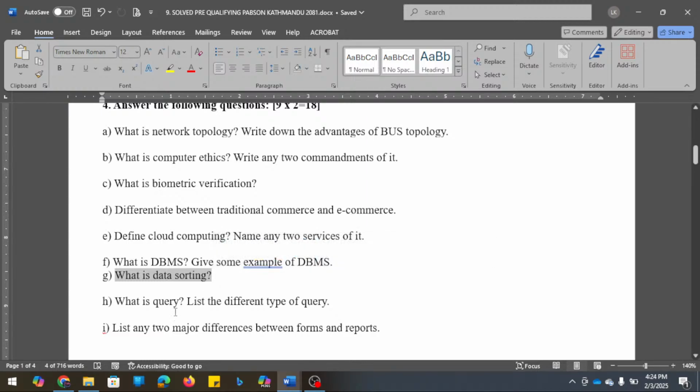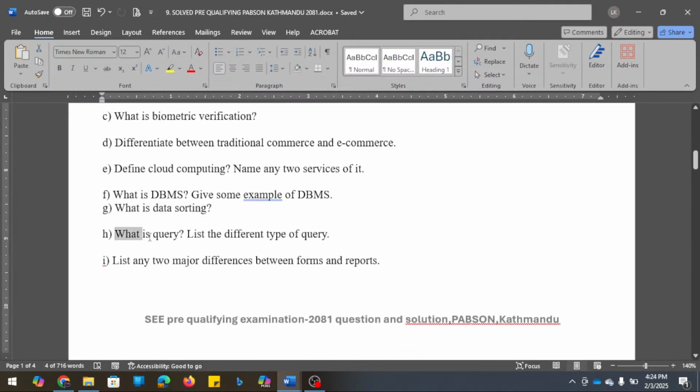Next is a query. What is query? List the different types of query. So query, when you talk about the query, it is an object in MS Access, and this is used to get the information from the database, that is tables.